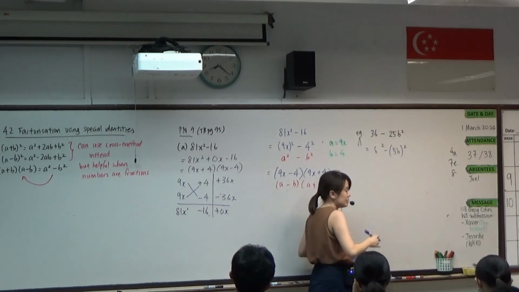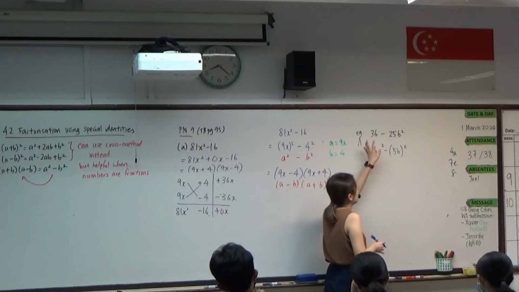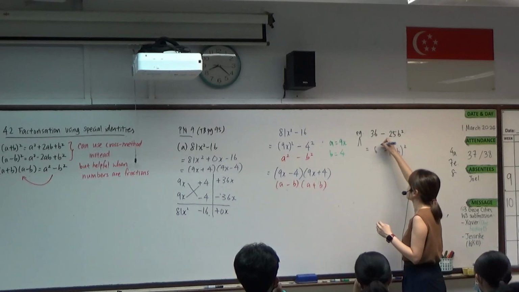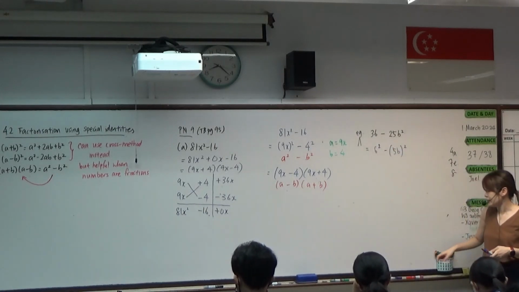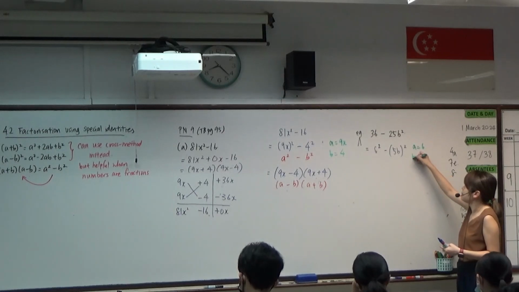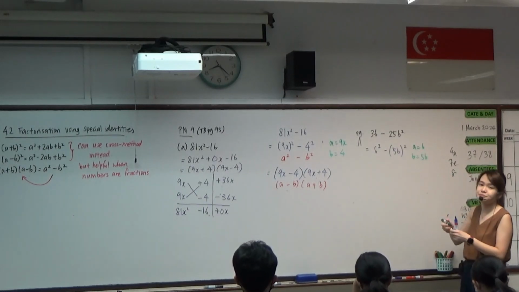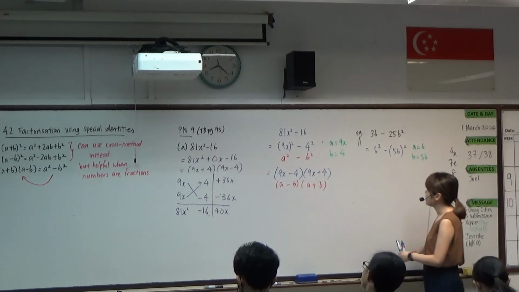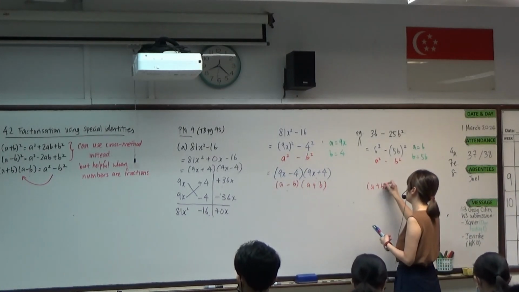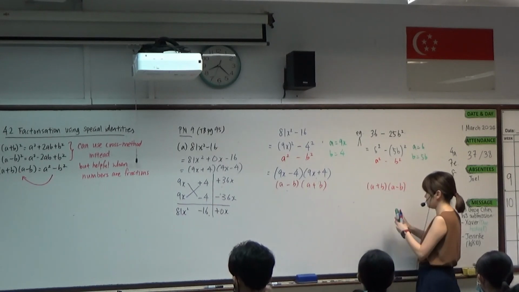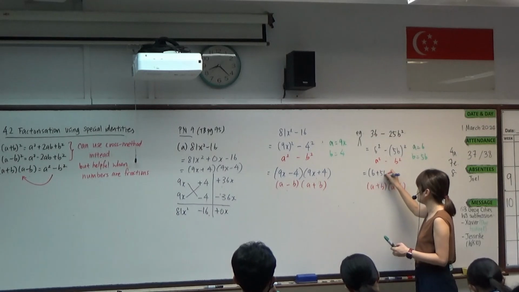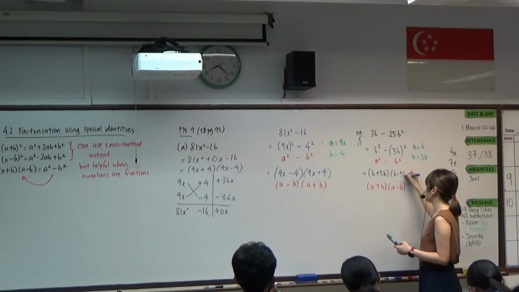Equivalent. Must match part by part. Alright, so we get 6 squared minus (5b) squared. And in this form, we recognize that a is equal to 6 and b is equal to 5b. Hence, using our identity, I will be able to conclude that it is (6 plus 5b)(6 minus 5b).